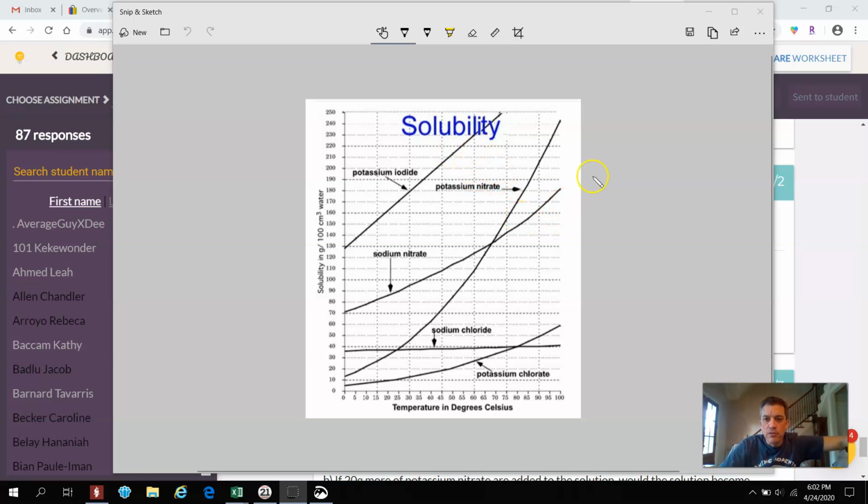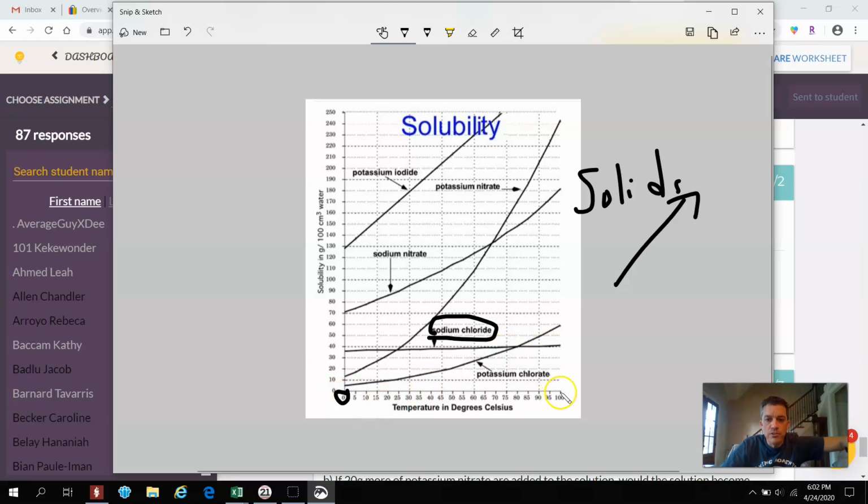There's 5 things on here. We could infer that all of these are solids because they all go in the upward direction. They don't all have the same rate of change. The one that probably has the lowest rate of change is the sodium chloride, which is your table salt, because the line is the flattest. Again, it doesn't matter if it's freezing, it doesn't matter if it's boiling. There's very little change in how much of it we would end up dissolving.